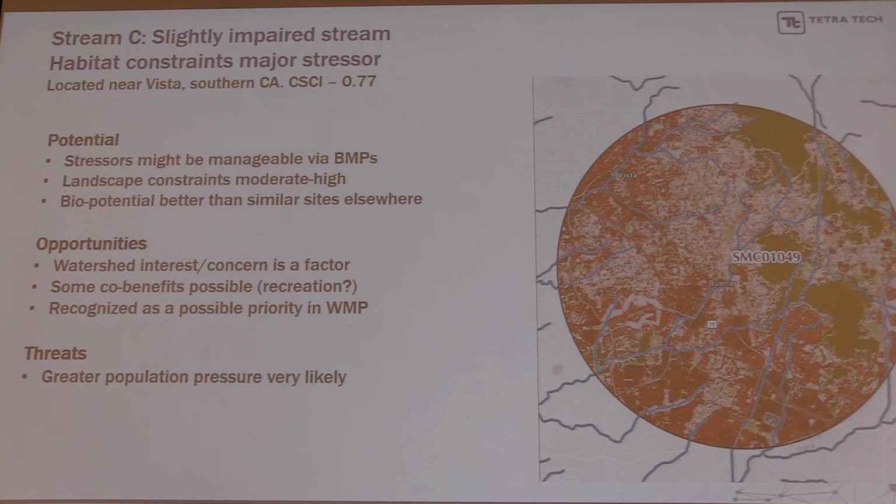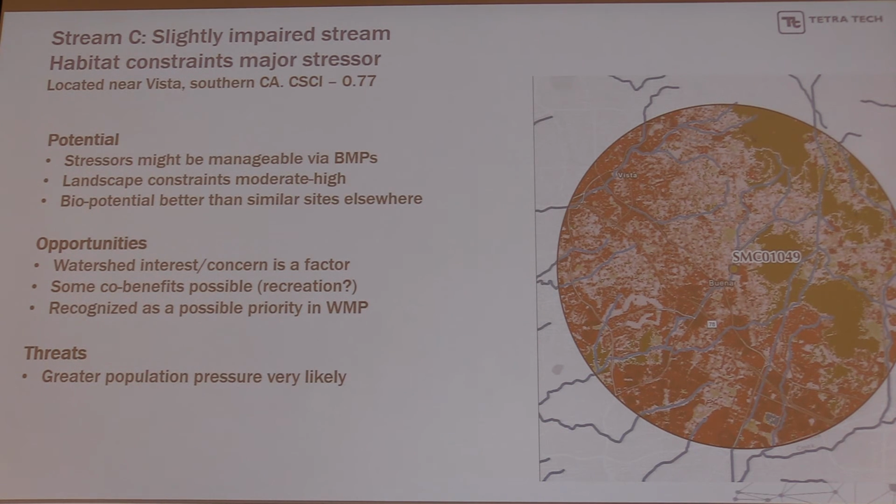The stressors might be manageable via BMPs, we think. Again, there are landscape constraints somewhat here, but the biopotential could be better, according to other ones in its peers, either based on SCAPE or based on the BCG. The watershed activity in this case is pretty high. People are interested in the stream. There's a local interest group perhaps. There are some co-benefits that could be realized here, recreational or otherwise.